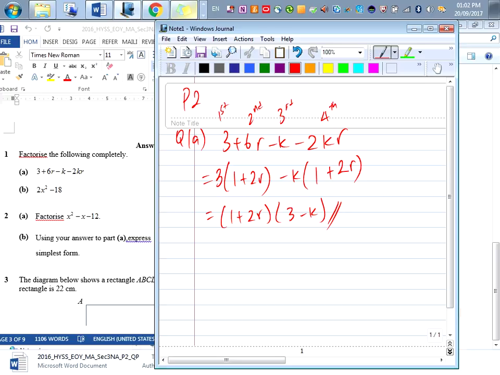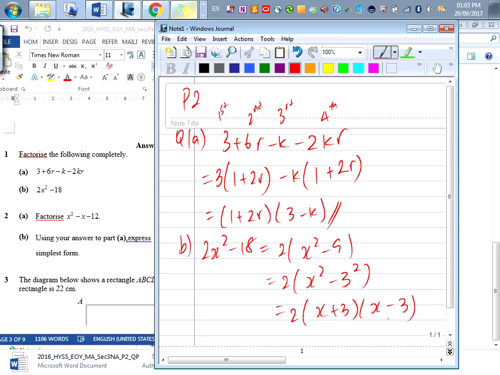Then the next question we have, part B. 2x squared minus 18. What can we take out first? So we have 2, then x squared minus 9. Done? Not yet. Be very sensitive to numbers like 9, numbers like 4, 16, 25. They are perfect squares.